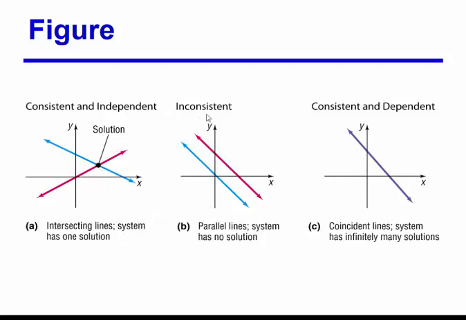For B, this is an inconsistent system. And so if we were to graph these 2 lines, we notice that they're parallel. So that's a parallel line. So the system has no solution. And then for C, it's consistent and independent because the 2 equations are the same equation or same line. And so this has what we call infinitely many solutions. So when we have a system of equations, we either have one solution, no solutions, or infinitely many solutions.